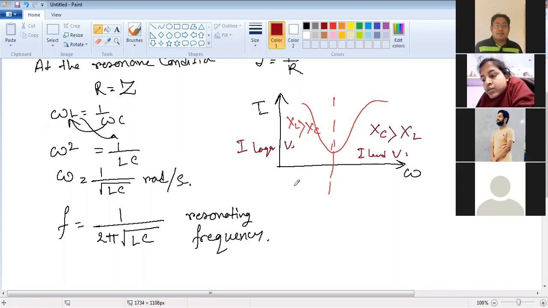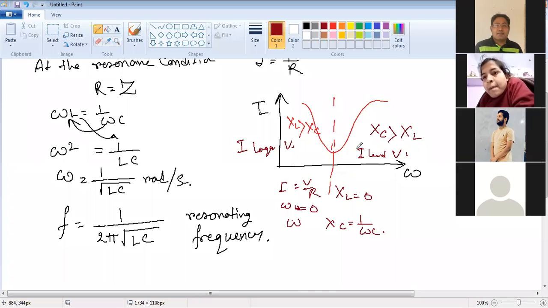Why? Because V equal to IR, I equal to V by R, and omega equal to 0. At omega equal to 0, XL equal to 0, and in the same way we can say that XC is also 1 by omega C. So in this way, this is the graphical representation and meaning.